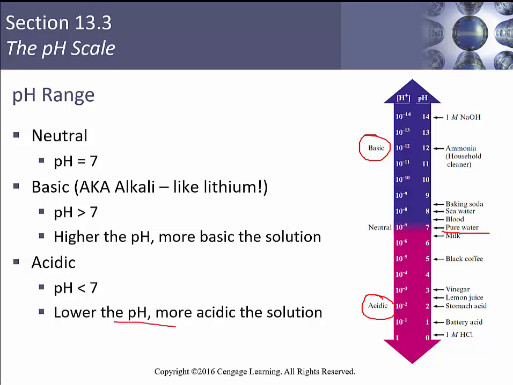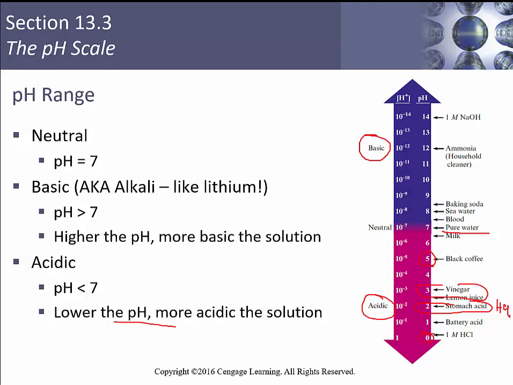And if you look at some of the common things that we've got, something like coffee is slightly acidic, and it's going to be a pH of 5. Right? Vinegar and lemon juice are coming in around pH of 3. Stomach acid's about a pH of 2, right? That's HCl. 1 molar HCl is going to have a pH of 0.